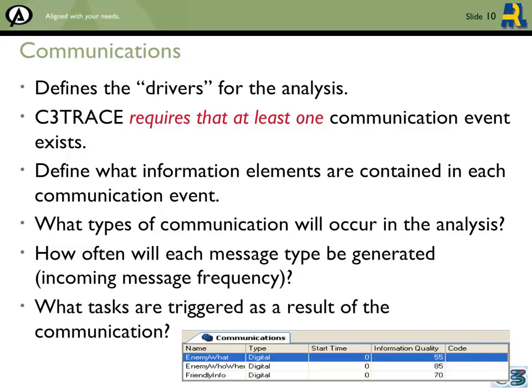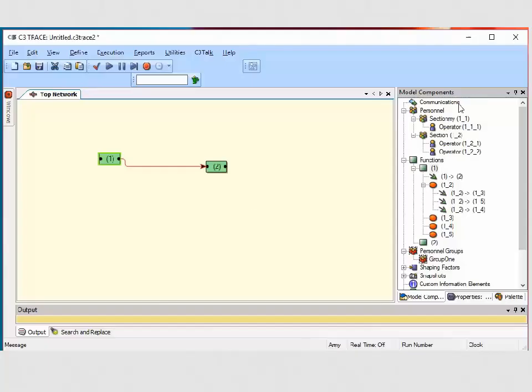Communications are events that carry information and can get passed from operator to operator. Each C3TRACE model must contain at least one communication event. In C3TRACE, there's a communications node in the model components tree. Just like the other elements, you define the communication events from here.